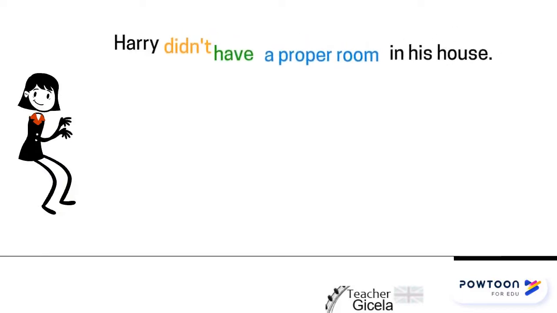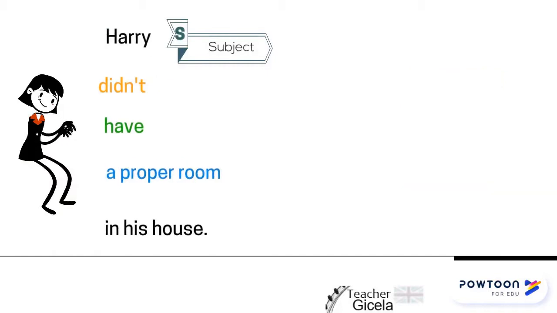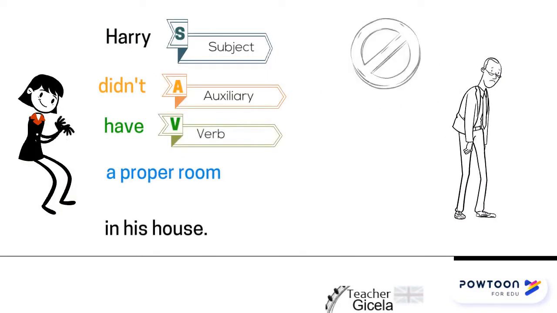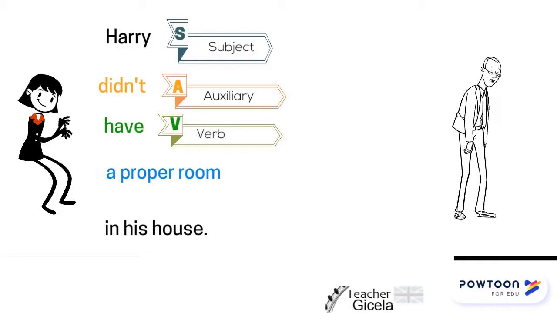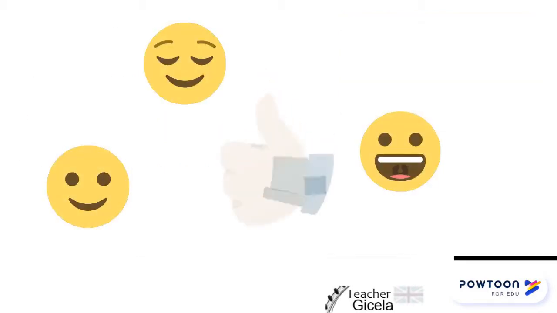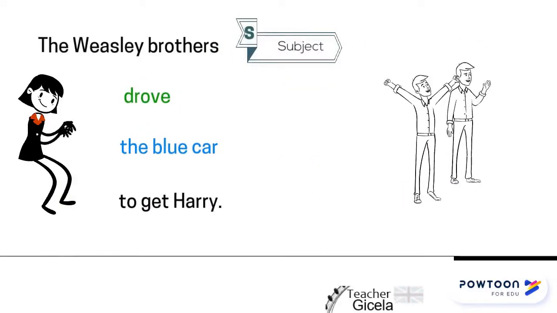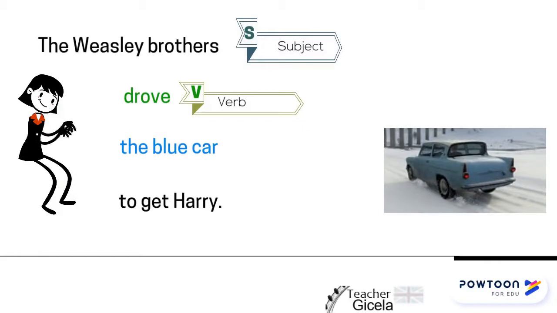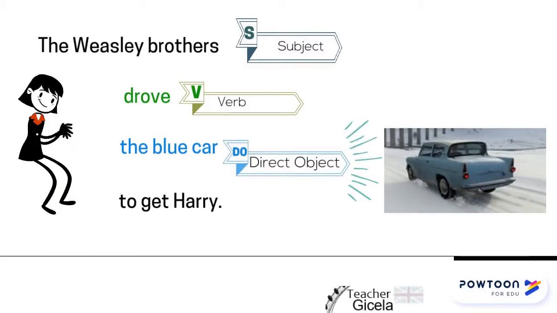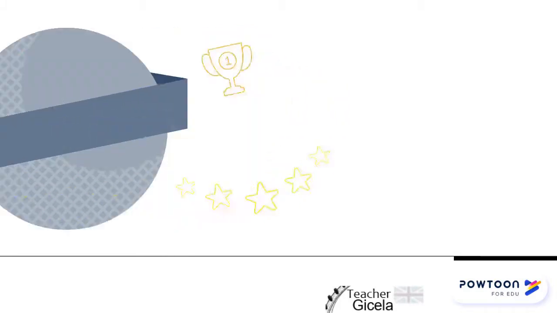In the sentence, Harry didn't have a proper room in his house. Harry is the subject. Didn't is the auxiliary. Have, the verb. A proper room, the direct object, and in his house, the extra information we are not focusing on right now. Got it? One last time. The Weasley brothers, subject, drove, verb, the blue car, direct object, to get Harry, the information we aren't focusing on right now. Clear as day? Excellent. Now to the direct object.